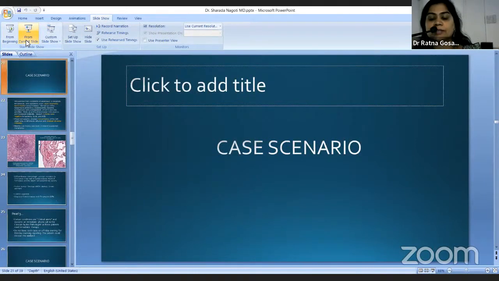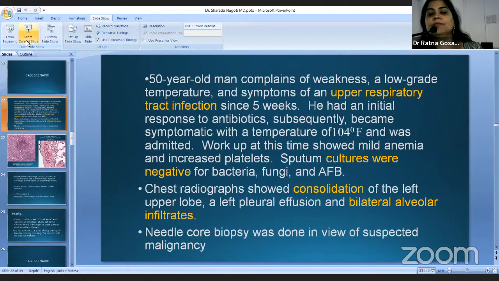So we'll move on to the next case. This is a 50-year-old man. He complains of weakness, low-grade temperature, and symptoms of an upper respiratory tract infection since 5 weeks. He had an initial response to antibiotics and subsequently became symptomatic with a temperature of 104 degrees Fahrenheit and was admitted. Workup at this time showed mild anemia and increased platelets. Sputum cultures were negative for bacteria, fungi, and AFB. Chest radiographs showed consolidation of the left upper lobe, pleural effusion, and bilateral alveolar infiltrates.